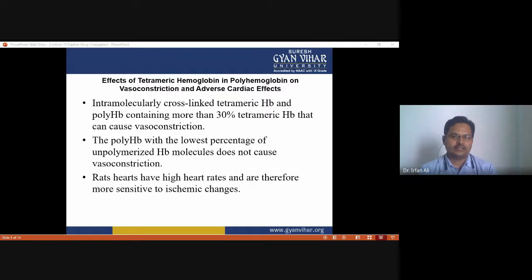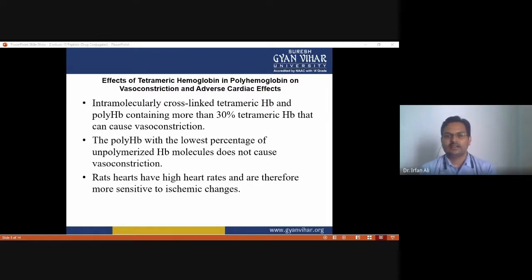And the result shows that the polyhemoglobin with the lowest percentage of polymerized hemoglobin molecule does not cause vasoconstriction. Okay, so this is a very good result because this is a major problem of hemoglobin, free hemoglobin breakdown. And with the increased percentage of unpolymerized hemoglobin molecule, an increasing degree of vasoconstriction is observed. So this study clearly indicates that we can't use free hemoglobin, but we can use polyhemoglobin.